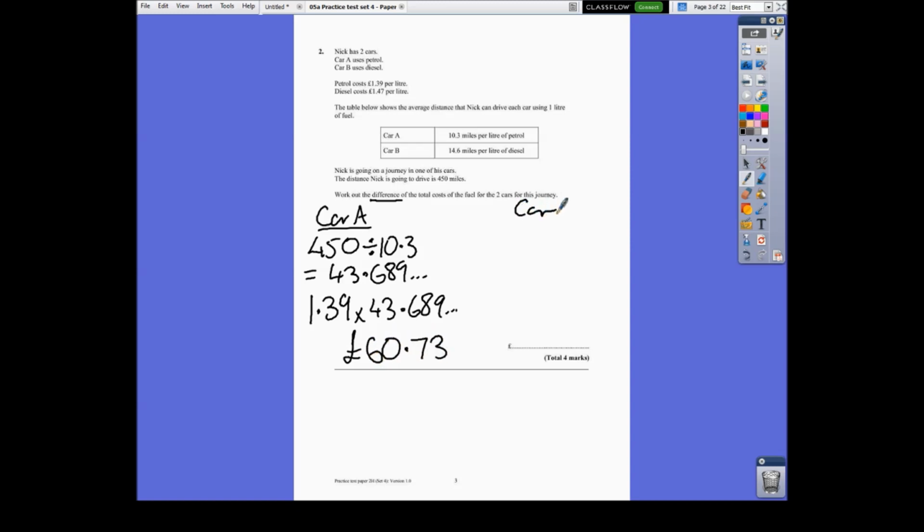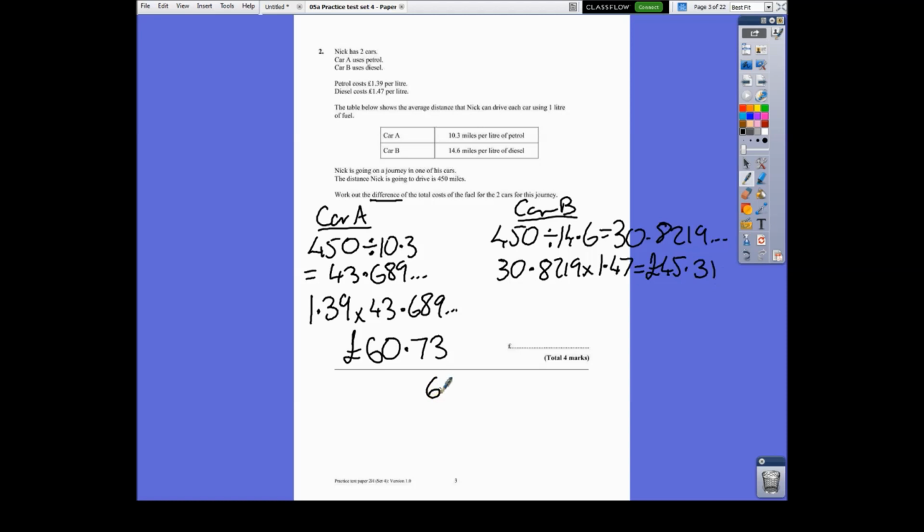For car B, the 450 miles, that car will do 14.6 miles to the litre, so that will give us 30.8219 litres. Again, leave that in your calculator for later. And then the price of each litre is £1.47. So we multiply that by £1.47 and it would cost him £45.31 to the nearest penny.